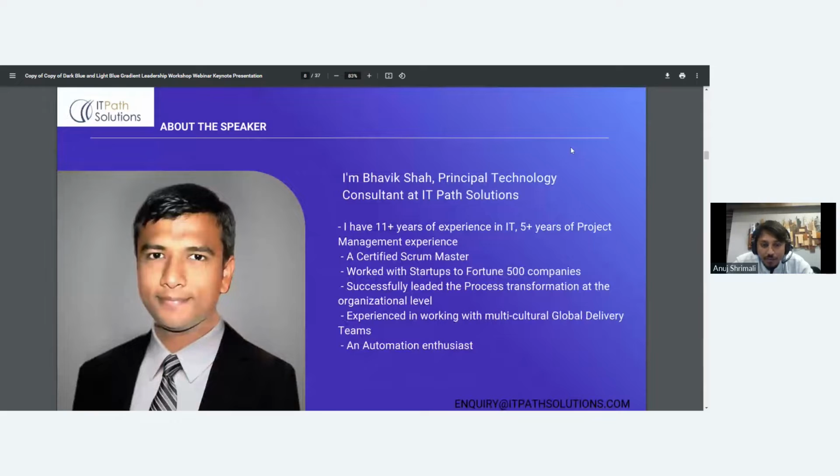Along with me, we have our speaker, Mr. Bhavik Shah. He is Principal Technology Consultant with ITPA Solutions. He has 11+ years of experience in core IT, of which 5+ years are in project management. He is also a certified Scrum Master and has worked with startups to Fortune 500 companies and has successfully led process automation and transformation at every organizational level. He has experience working with multicultural global delivery teams as well, and he is also an automation enthusiast.